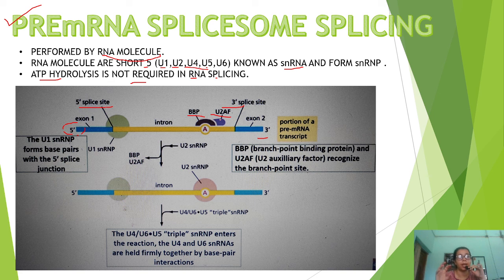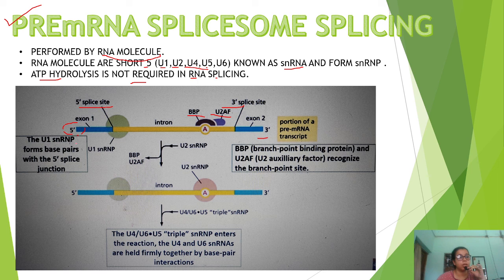So proteins like the BBP and the U2AF bind to that region and give a signal to this snRNA that I have come here, and now you can come and bind and cleave the intron and remove the intron. That's why this branching point as well as the removal of this intron is possible because of these two factors, that is BBP and U2AF. Hope you are clear with this.